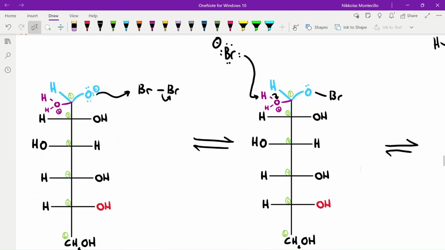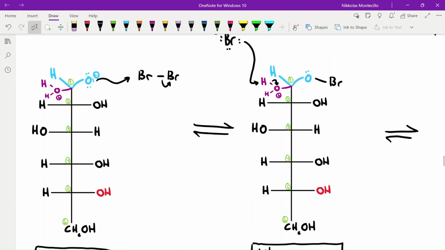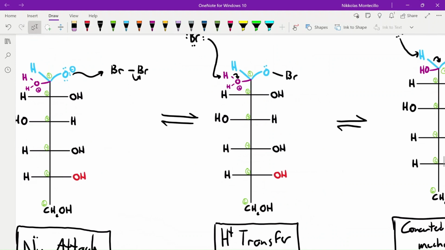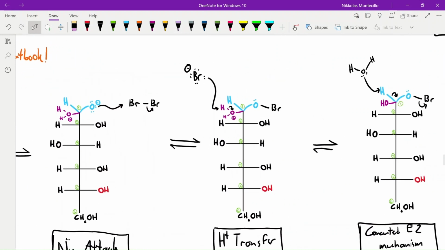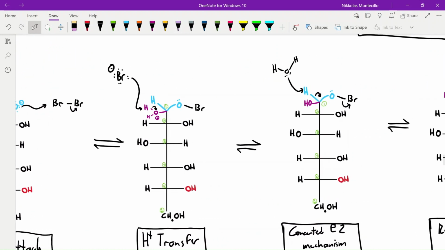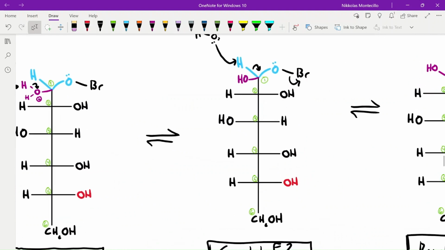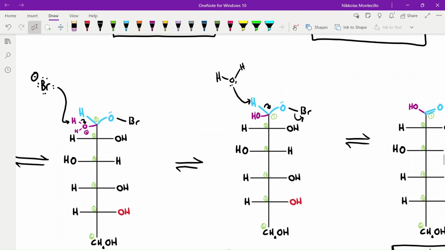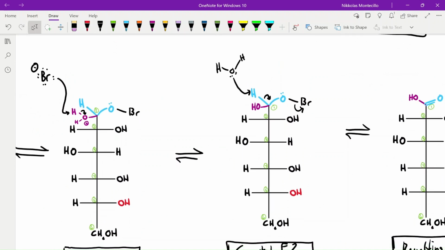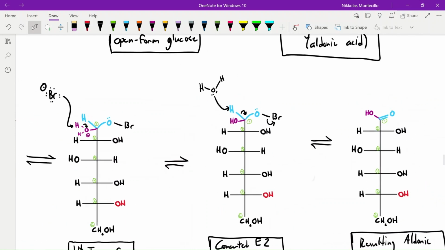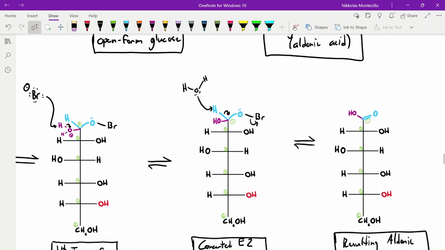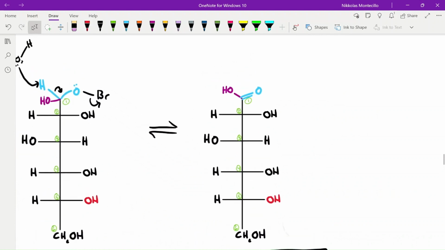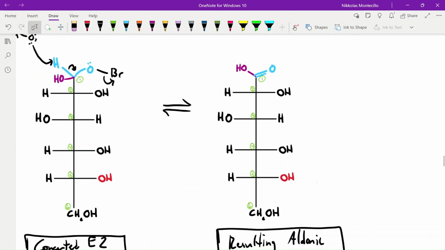That bromide ion will then deprotonate the hydronium ion that's covalently attached to carbon 1, hence a proton transfer, leaving us with HBr, and then we get a concerted E2 mechanism. So we see the elimination of the hydrogen proton, which pushes out the bromine atom to form bromide, and what we're left with is an aldonic acid. Okay.